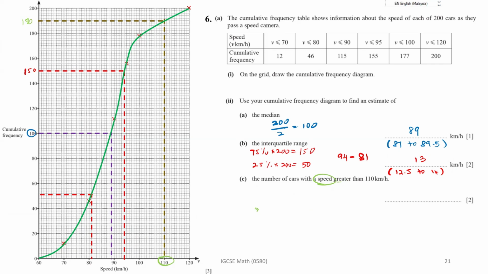190, so it's greater. So you take 200, you minus 190. That will give you 10. So also based on your graph.